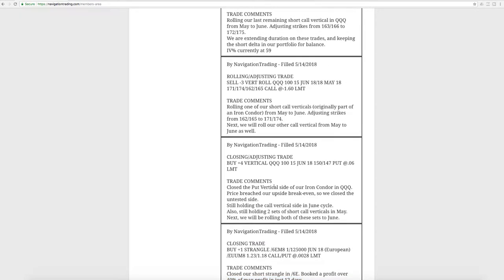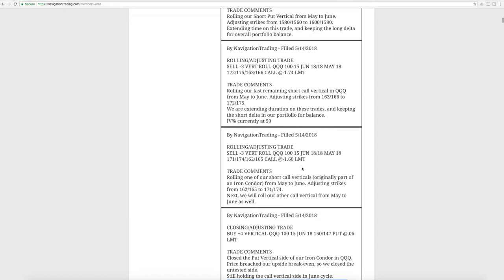Next trade was a closing adjusting trade in the QQQ. So we closed out our put vertical side as the price ran up and breached our upside break even. So we closed the untested side, and then we still had the two sets of short call verticals in May, which in the next two trade alerts here, we rolled those short call verticals from May to June and adjusted those strikes. So we did that here and then here as well.